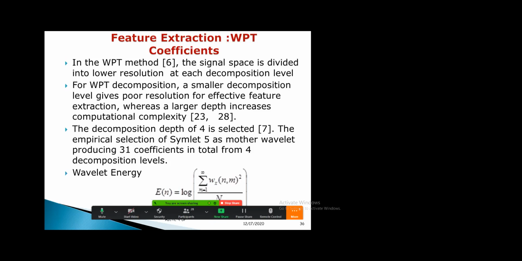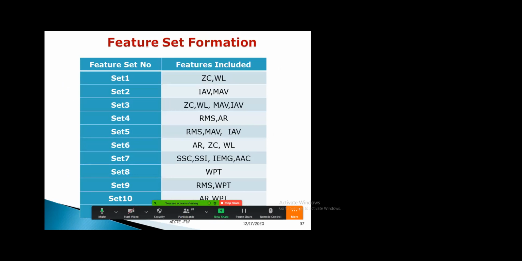With the empirical selection of Symlet 5 as the mother wavelet, we produced 31 coefficients in total from 4 decomposition levels. So the wavelet we have calculated, and then again we have done the feature set formation. This is a way to go ahead in case we are following the machine learning approach, in which we extract the features and give them to machine learning algorithms. We're not directly going for deep learning in this case. That experimentation we have just started, and we are trying to see if we can actually obtain this, because of the lack of a huge database for us to test.